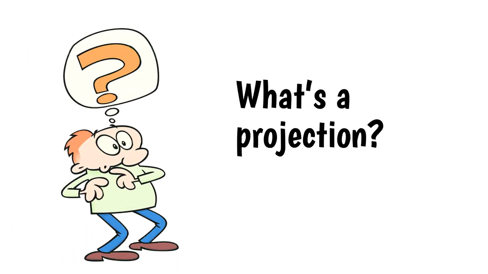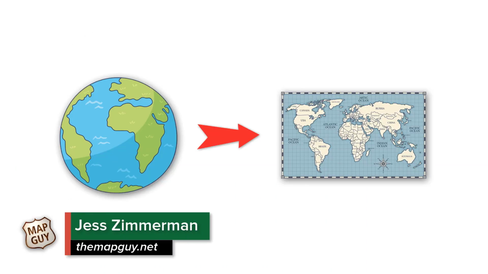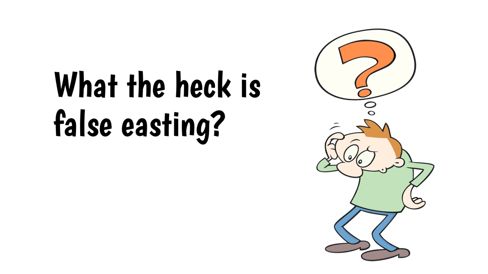When I started learning about GIS, the hardest part for me was understanding projections. The concept is simple enough. You can't portray a round globe on a flat surface without distorting it. The hard part for me was the details, like what the heck is false easting? I've gotten better at this, but there's some good news.